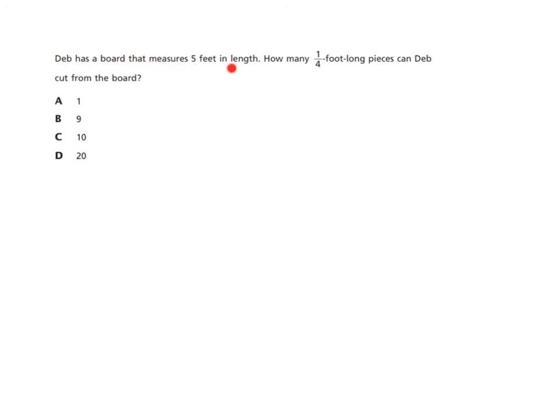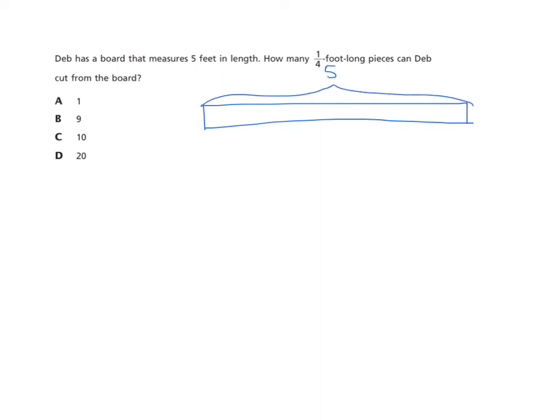Deb has a board that measures 5 feet in length. How many 1/4 foot pieces can Deb cut from the board? I'm going to create an area model here. And even if you don't know what to do, you can draw a nice picture and get the answer. We know that the whole is 5 feet. Now we're going to break this into equal parts, each 1 foot. Okay, now we're going to divide each foot into 4 equal pieces. And if I didn't have multiple colors, I might use dotted lines there.